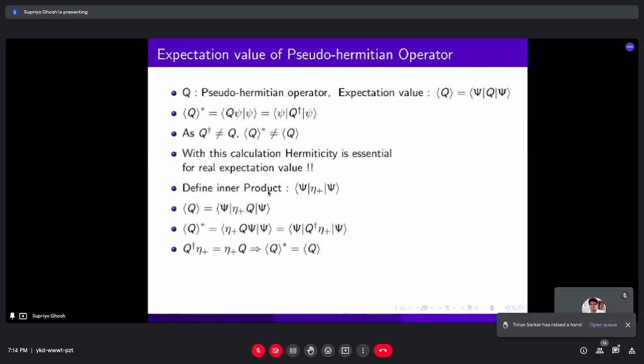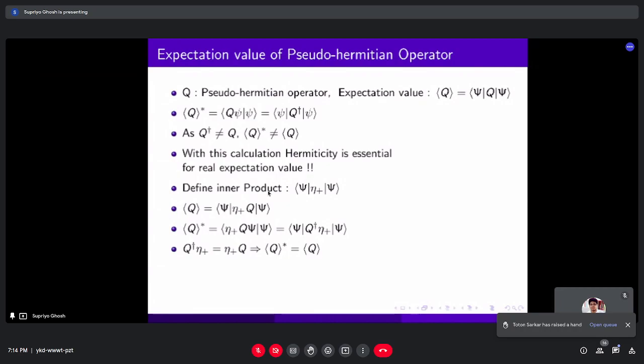For a pseudo-Hermitian operator, Q† is not equal to Q, and then the complex conjugate of the expectation value will not be equal to the expectation value. So that means the expectation value is not real. This cannot happen because the expectation value must be real. I mean, the observable must be real. So there is some error in this calculation when we consider a pseudo-Hermitian operator.